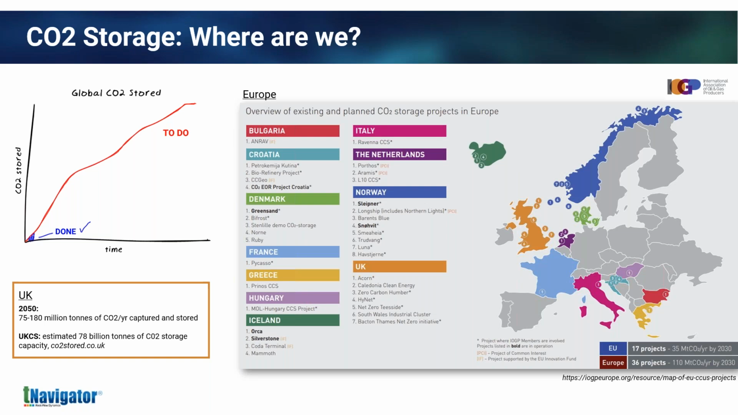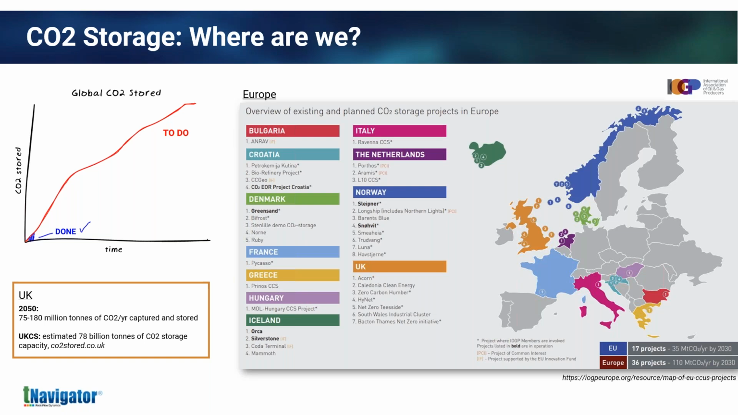Some good papers by Zhang and Jackson and Krevor back in 2022 estimated about 200 million tons of CO2 has been stored to date. However, when we look at what's maybe going to be happening in the UK in the future, we've got 75 to 180 million tons stored per year predicted for 2050, so quite a lot more. So we have a long way to go.